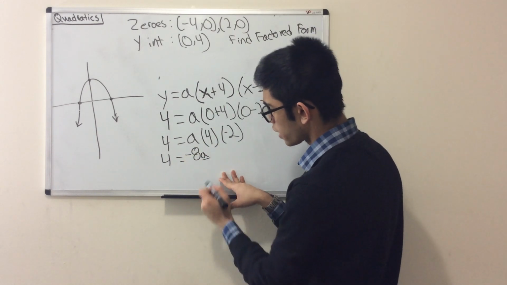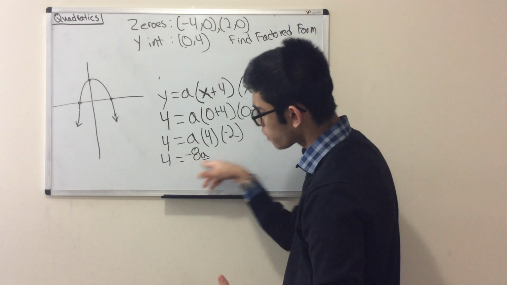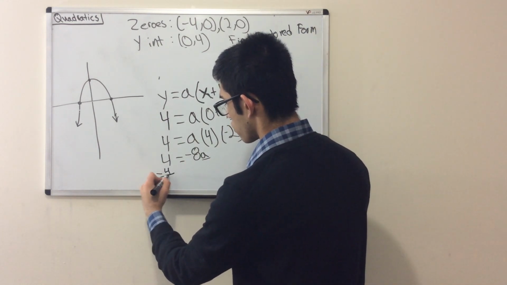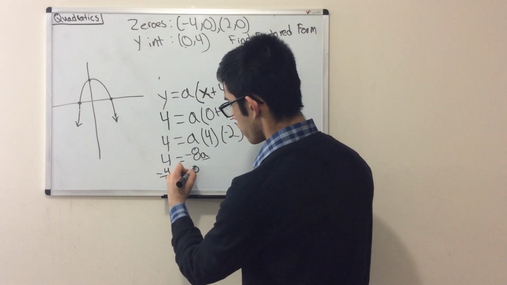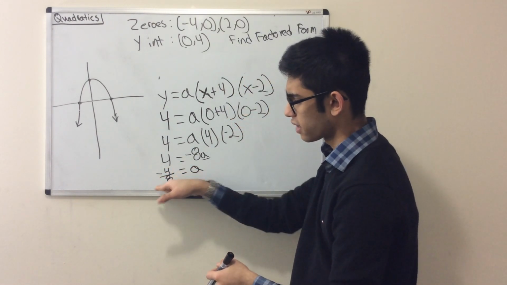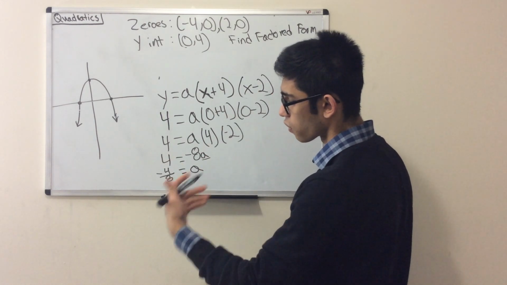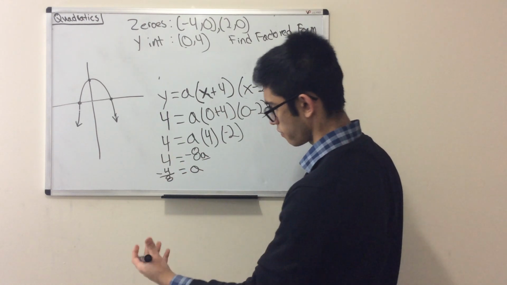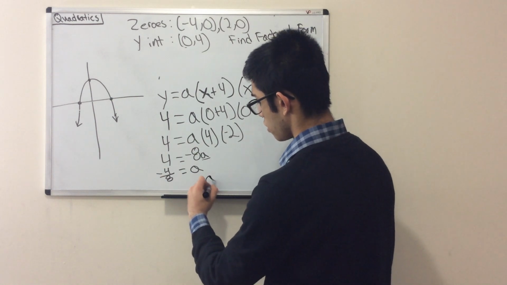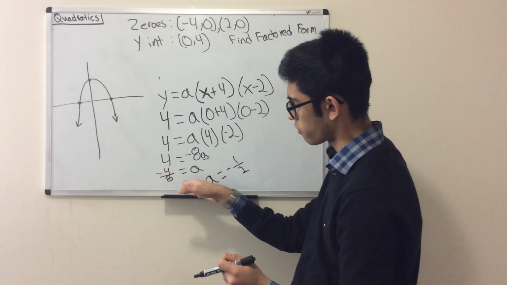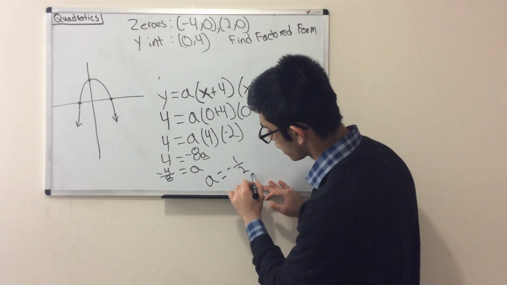So what am I solving for? I'm solving for a, right? So how do I solve for a? Let's divide both sides by negative 8. So I get negative 4 over 8 equals a. I just divided 4 by negative 8, and it's negative 4 over 8. So I can write that as a simplified fraction. 4 over 8 can be written as half, exactly. So a equals negative half, right? Because I just simplified that fraction down, and I found my a value.